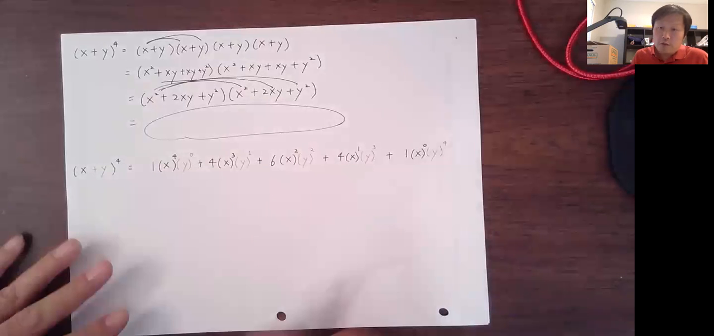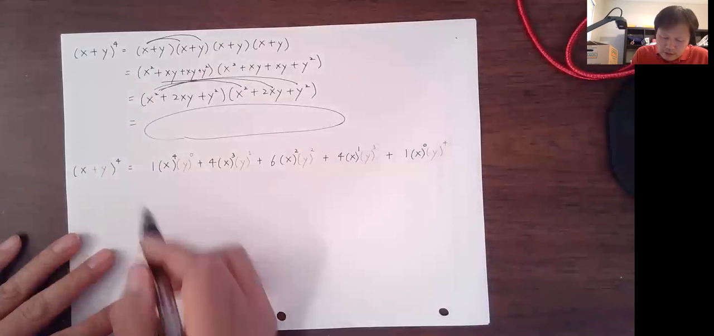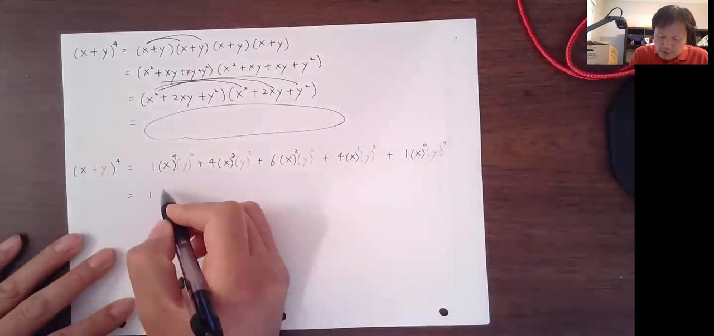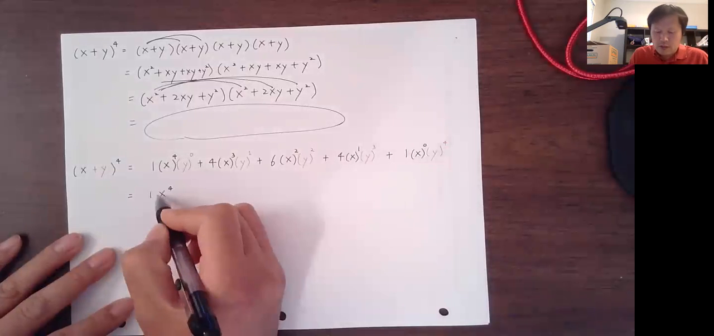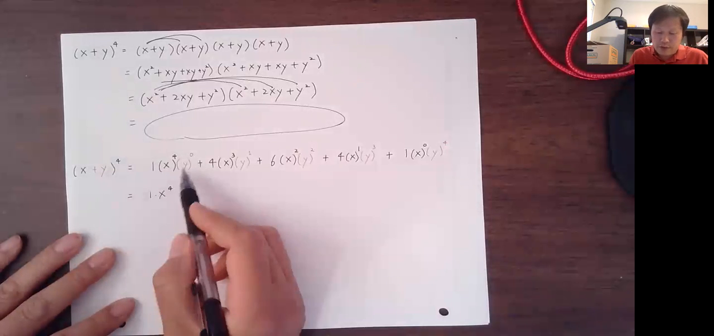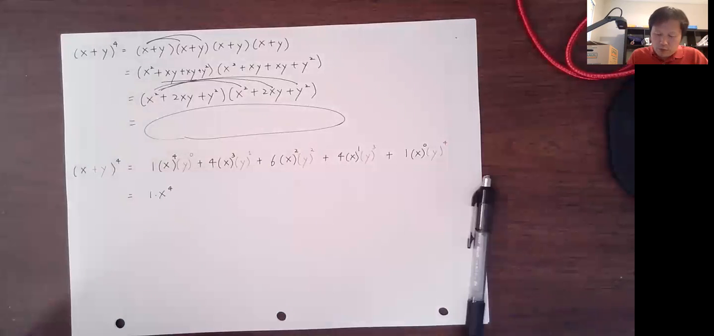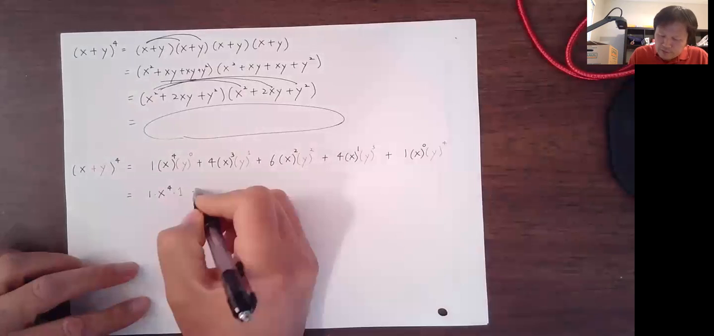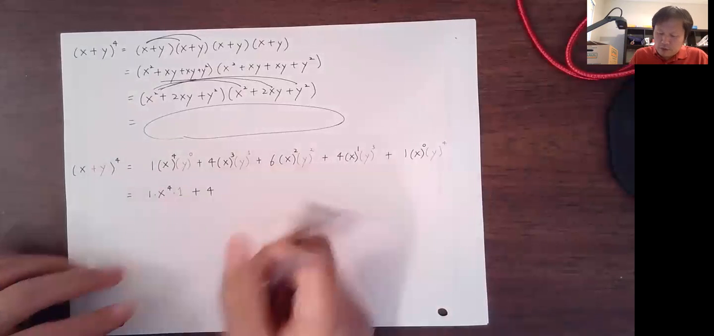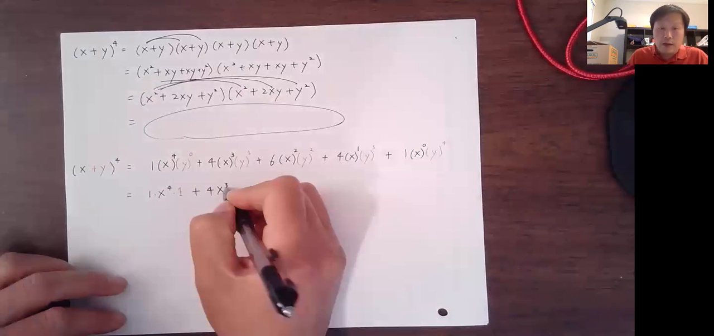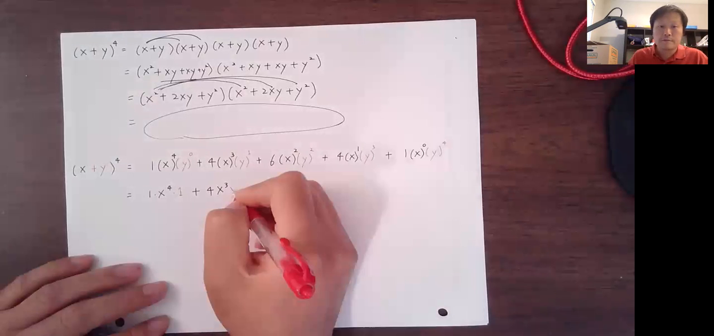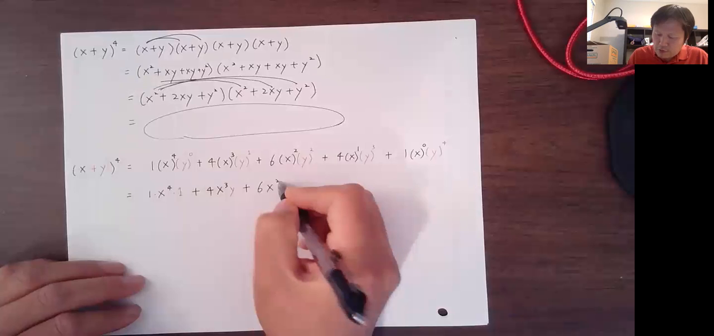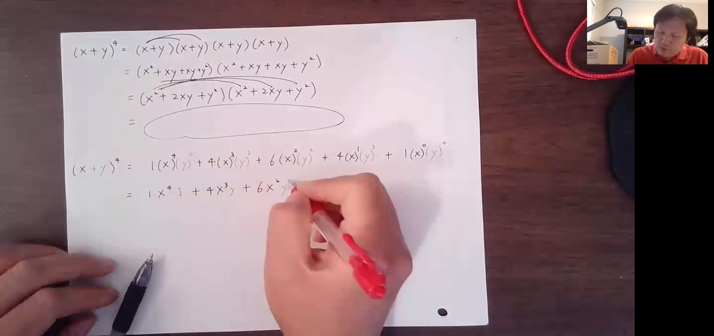Then you get the term you like. So now all you have to do is 1 times x to the 4th power. y to the 0th power is 1, multiplied by 1. Plus 4 is 4. You got x to the 3rd, y to the 1st is y. Plus 6x squared, y squared here.